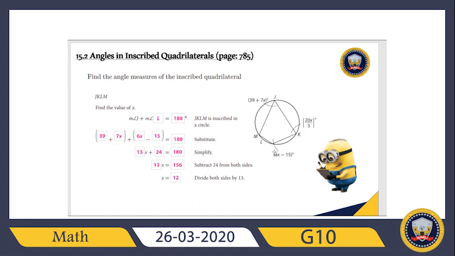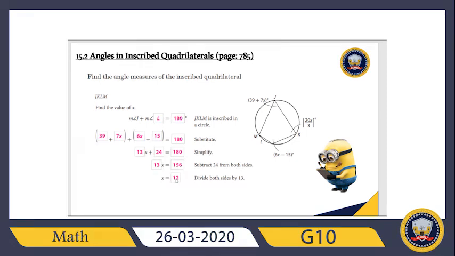So we start by taking one of these pairs. Let's take the pair L and G. We set our equation. We say that the measure of G plus the measure of the angle L equals 180. Okay, then we substitute with our expressions here. So for G, it is 39 plus 7x degrees plus the measure of L, which is 6x minus 15 equals 180. Now we simplify. This is 13x plus 24, that is equal to 180. We subtract 24 from both sides and we divide by 13, and our x is 12.